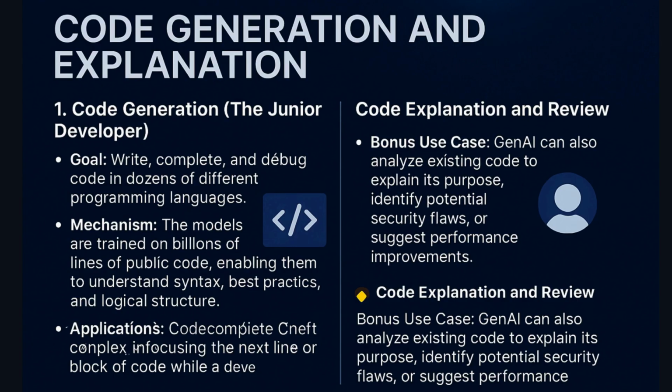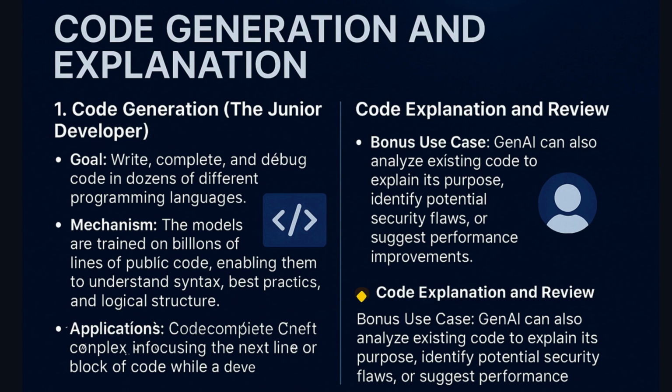Now, shifting our focus from natural language text, this slide highlights another crucial area where generative AI excels: code generation and explanation, positioning Gen AI as an indispensable tool in the software development lifecycle. So, Gen AI in software development, first is code generation, the junior developer. The goal here is to help developers write, complete, and debug code across dozens of programming languages. The mechanism underpinning this capability is the training of models on billions of lines of public code. This massive exposure allows the AI to deeply understand not only syntax but also best practices and the logical structure of software. Its practical applications range from code completion to drafting complex multifunction blocks, significantly speeding up development time.